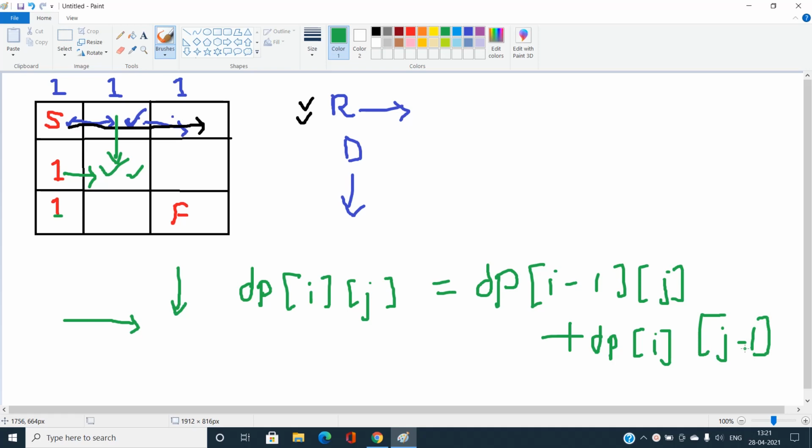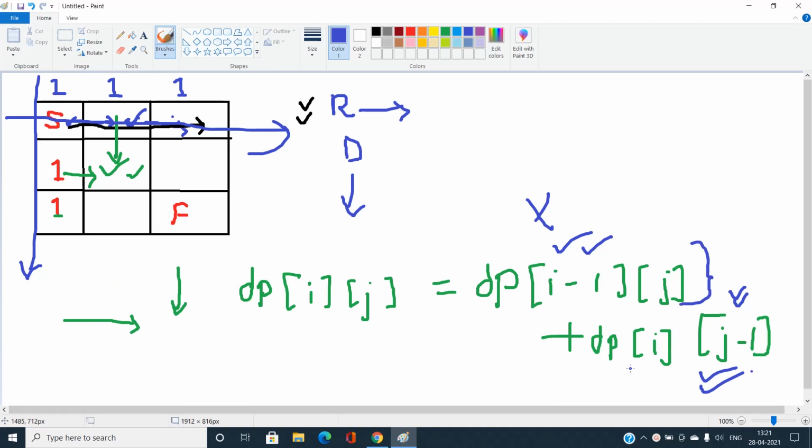But note one thing that you should be careful about: this i minus 1 and this j minus 1 should be valid. Okay, so if you are moving only in the first row or only in the first column, you need to take care that if you are moving in the first row, this i minus 1 does not exist and I only need to take care of this term. And similarly for the column, you need to take care of this term. Okay, this is the case when there is no obstacle in the matrix.